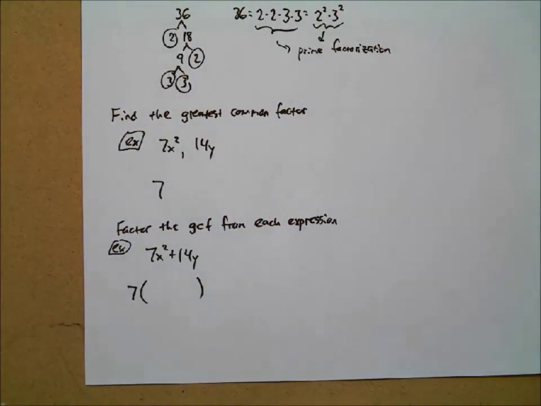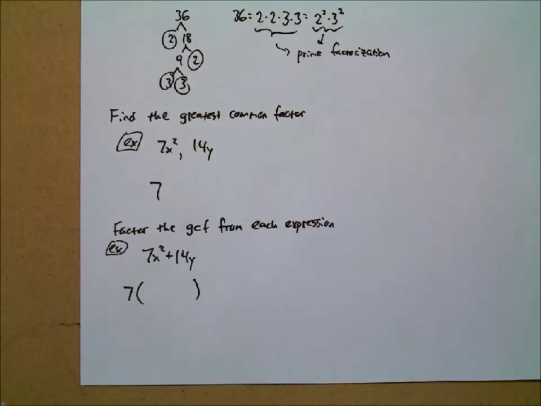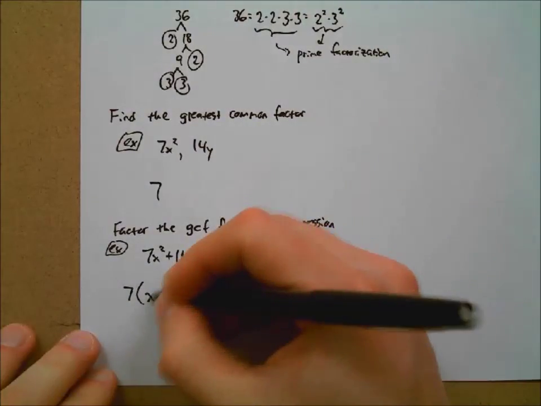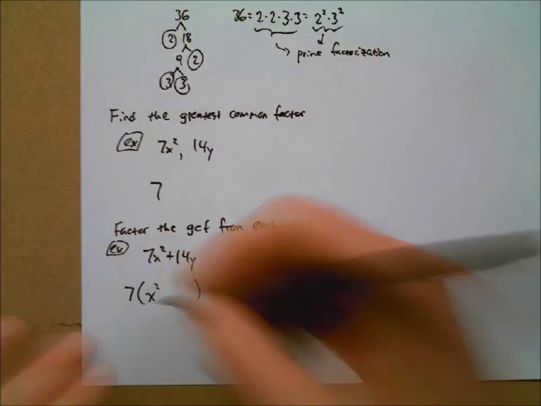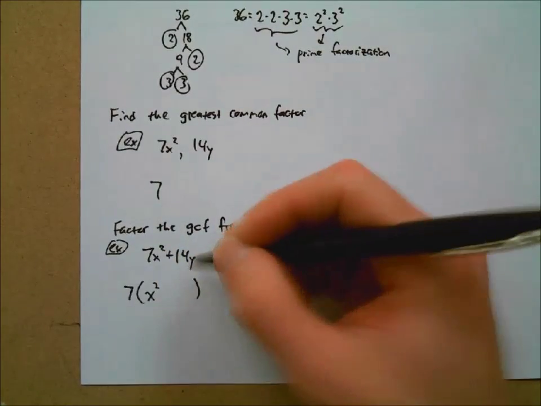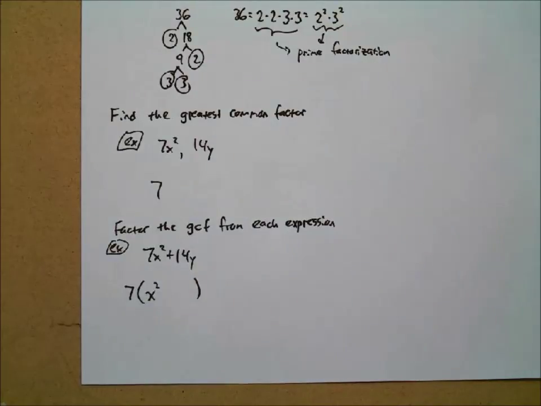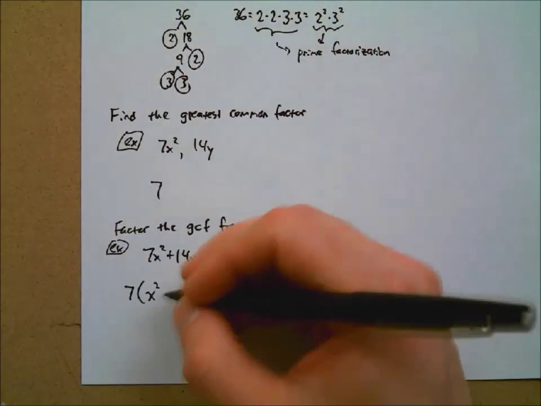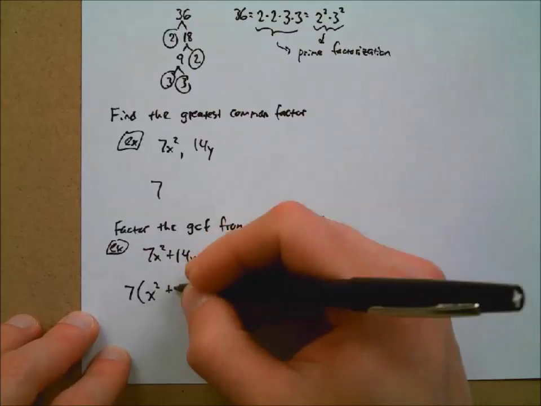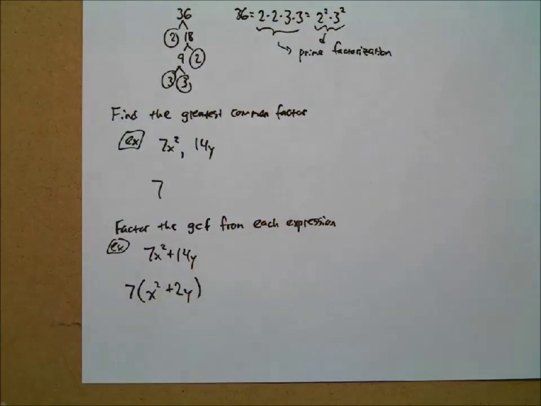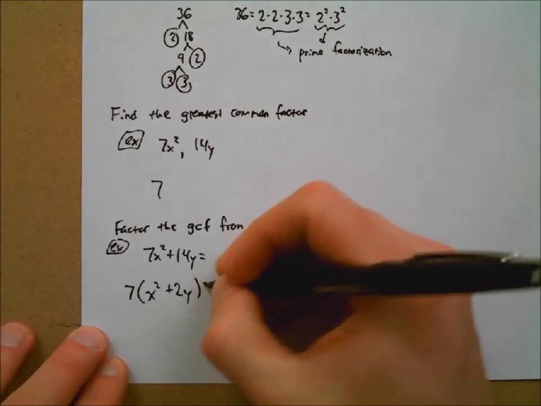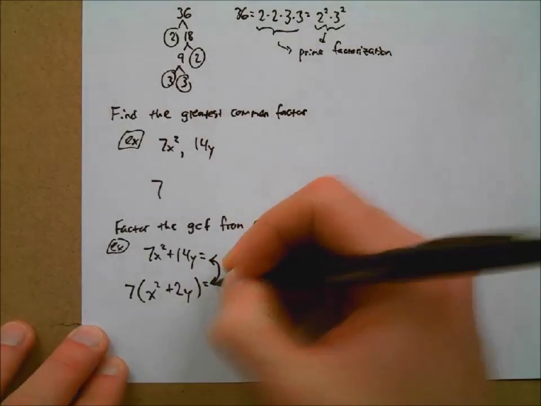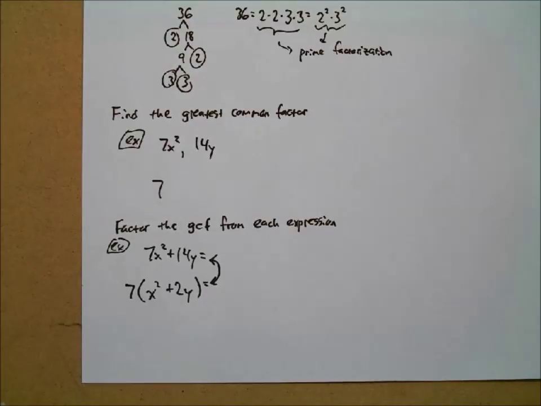Well, if I divide the 7 out from 7x squared, what's left over? X squared, right? 7x squared dividing out the 7 leaves just an x squared behind. If I take 7 out of 14y, what will be left behind? 2y, right? Because 14 divided by 7 leaves a 2, and the y is still there as well. We didn't factor that out. These two things are still equal to each other, but it's now factored. We've taken that 7 out.